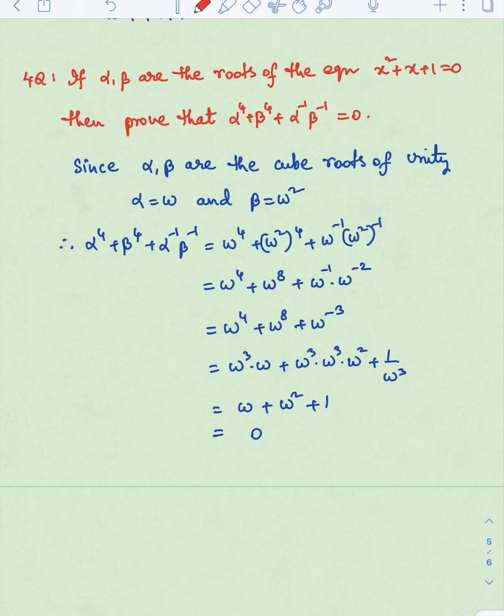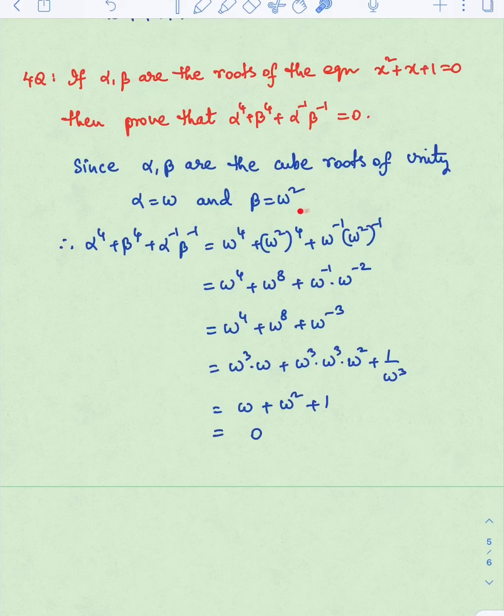Fourth solved problem before exercise B in de Moivre's theorem. If alpha, beta are the roots of the equation x square plus x plus 1 is equal to 0, then prove that this is equal to 0. Since alpha and beta are the cube roots of unity, here alpha is taken as omega, beta is taken as omega square.